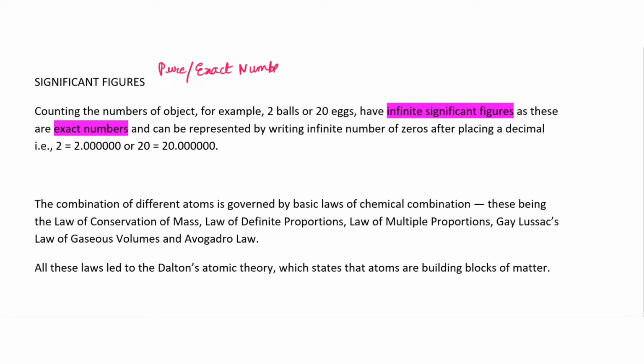Okay, so what they've given is infinite significant figures are there for exact numbers, that is for pure exact numbers. For example, when you say 2 balls, 20 eggs, 20 pens, 40 books, like that, so these are all pure numbers. These pure exact numbers have infinite number of significant figures. Why is that? For example, when you say 20 books, you can write 20 as 20.0000, with infinite number of zeros after the decimal point. So that is why we say pure numbers or exact numbers have infinite significant figures. So this is an important point to remember.